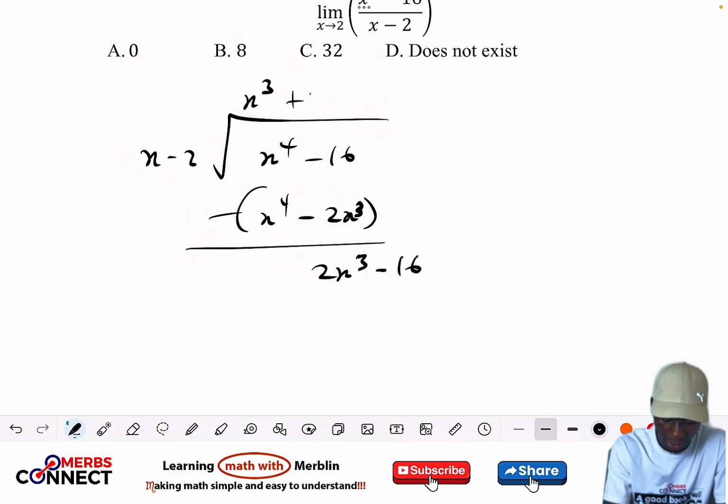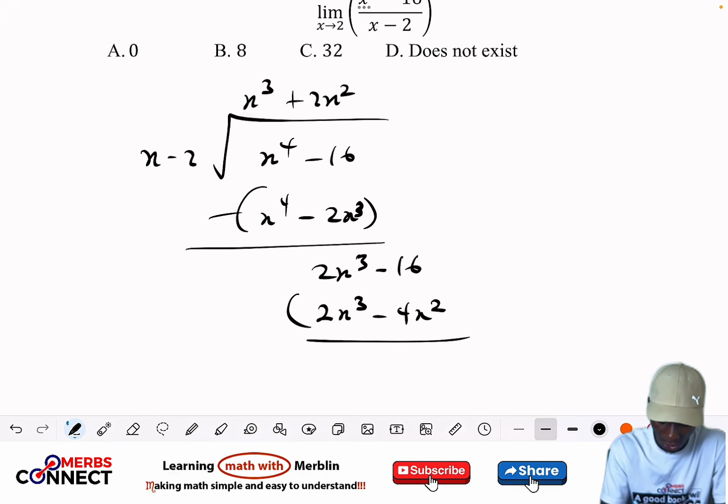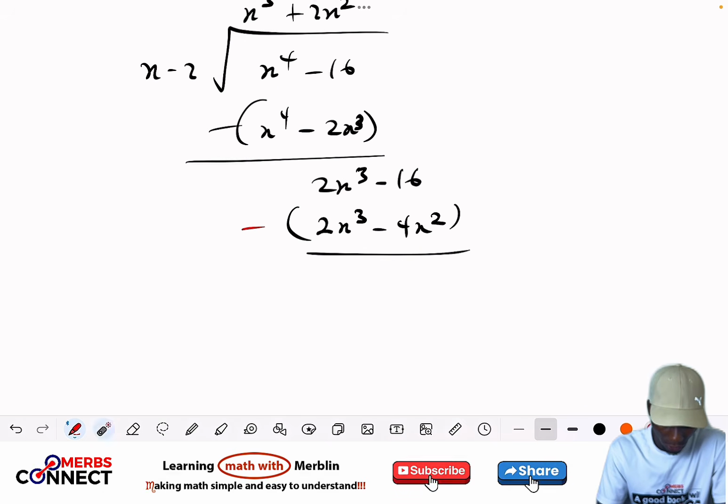X goes here plus 2x squared. Multiply through again and have 2x cubed minus 4x squared. Subtract again. The one with the cube will go. We don't have x squared here. So it will be 0 minus minus, and this is going to give us 4x squared minus the 16.